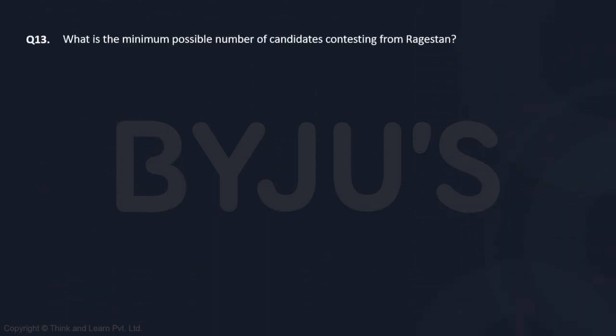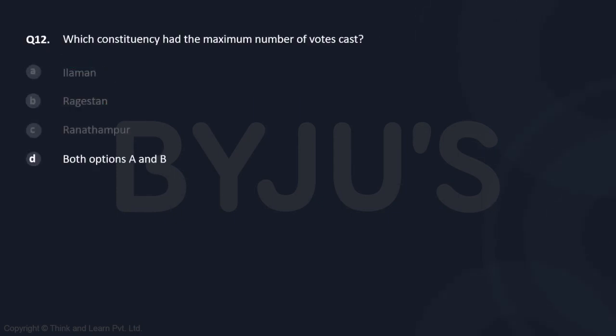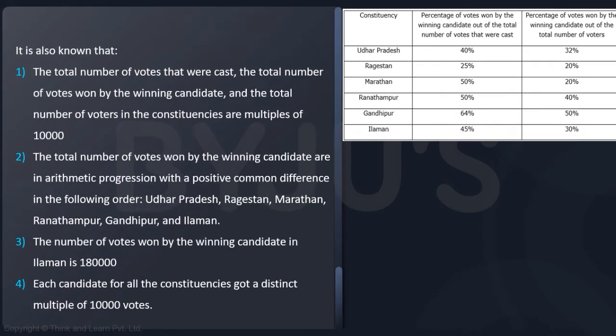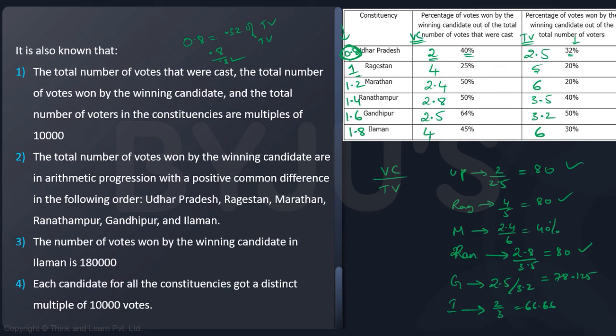What is the minimum possible number of candidates contesting from Rajasthan? That's interesting. Let's look at what is happening in Rajasthan. The winner got 1 lakh and 4 lakh votes are cast. Because I want the minimum number of people, I'll take the maximum for the next possibilities: 90,000, 90,000, 90,000 for the next 3 people. Still my total 4 lakhs are not done. The remainder will be for the 5th person. So I need a total of 5 people.